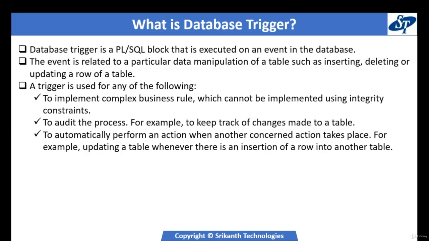Those details can be recorded with the help of a trigger. And then a trigger can also be used to perform cascading operations. Maybe whenever you insert a row into transactions table, you want automatically the accounts table to be updated. I mean, whenever you're depositing amount, you want the balance of that particular account to go up in accounts table. All such operations can be performed using triggers.